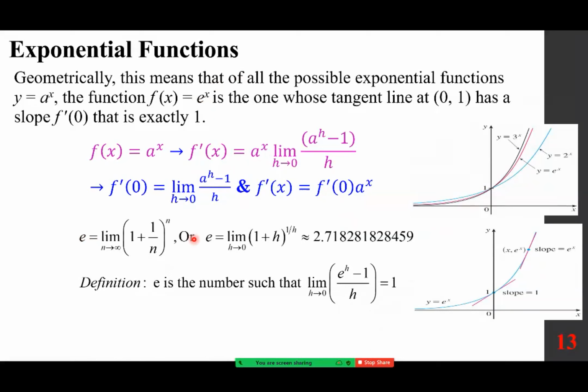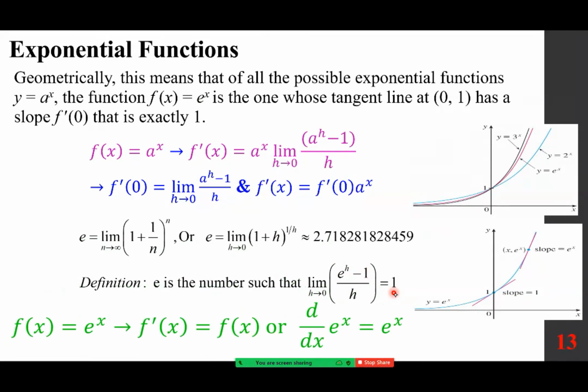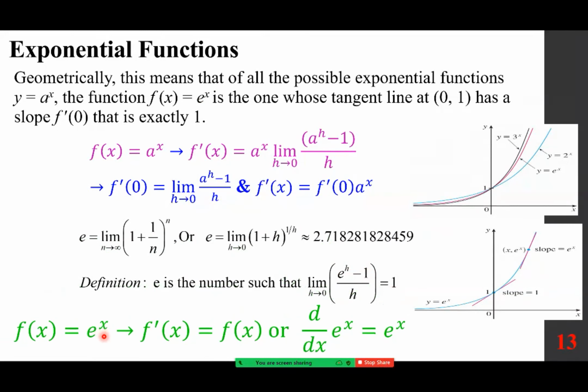So this is the definition we saw in algebra. We went over that also in the beginning. And this is the definition we just went over, the proof, the limit as h approaches 0 of e to the power of h minus 1 over h equals 1. But what matters to us is what comes next. If f of x is e to the power of x, so is f prime of x. That's all we need for us.